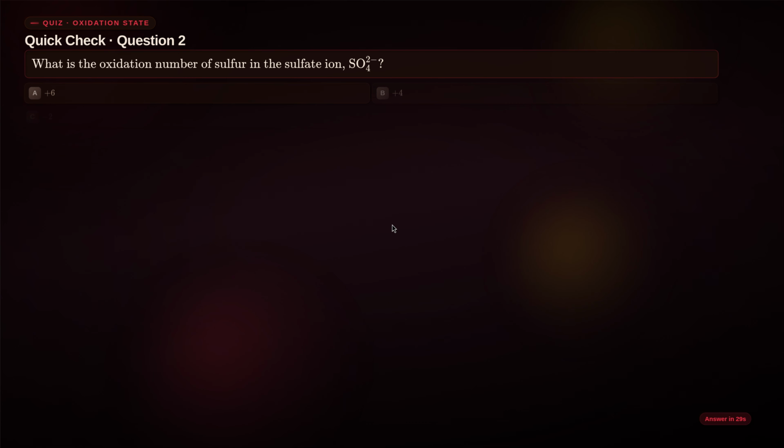Question 2. What is the oxidation number of sulfur in the sulfate ion? SO4 with a charge of -2? Option A, +6. Option B, +4. Option C, -2. Option D, +2. Take a moment to work it out. The correct answer will appear in 60 seconds.